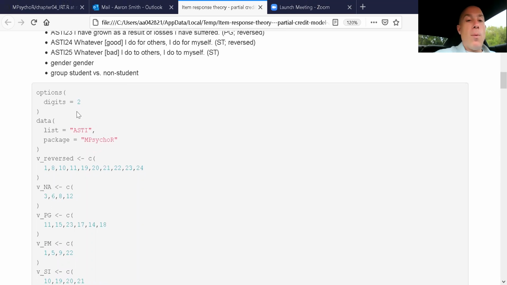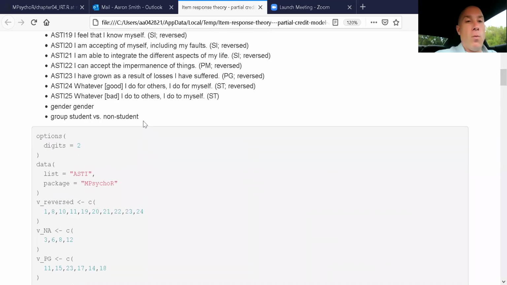Now I'm going to set it up so that I'm only printing 2 significant digits when I print things. That way I'm not getting blasted in the face by numbers. I'm loading the data. Now, some of the items are reversed from each other, so there are different scalings depending on the type of item.